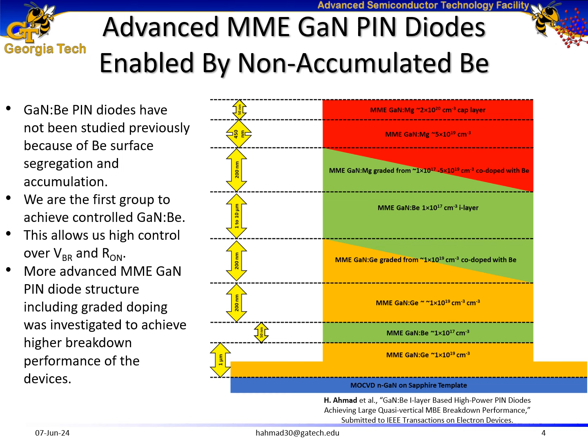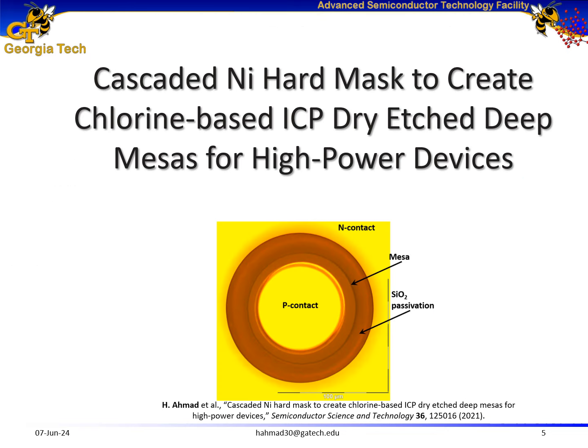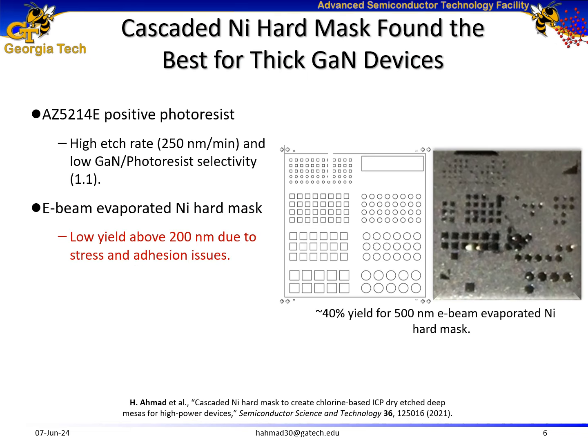And once again, I kept the transition from the eye layer to the p-type layer graded for improved breakdown performance. So I performed a study on cascaded nickel hard mask to create chlorine-based ICP dry-etched deep mesas for high-power devices. In this regard, I performed a study on 5 different kinds of masks.